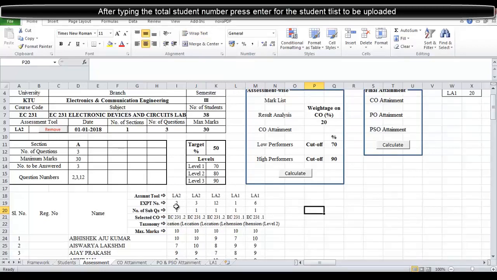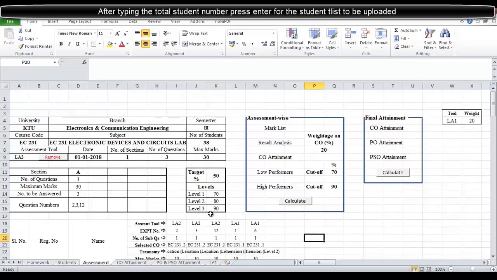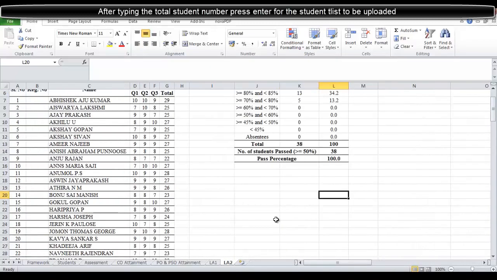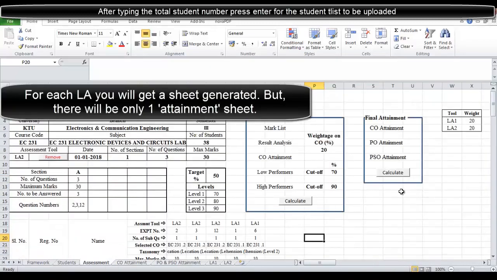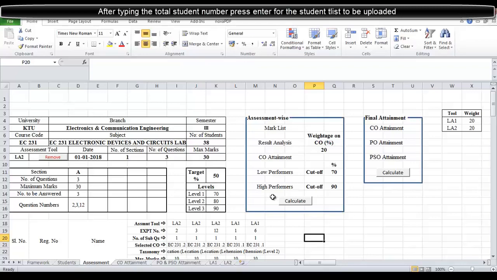So I have entered for LA2, which again has experiment number 2, 3 and 12, and based on its CO, it's the second CO, the taxonomy level is 3, the maximum marks is all 10, 10, 10. Based on that the marks is entered. As you can see here, only the LA1 is there right now. LA2 I am going to calculate. Once I calculate, I will get the value here. So I am having the second sheet here. The second sheet also has all the data now, and if I go back to the assessment sheet, I am having LA2 with weight 20. So LA2 is also done. Similarly the other 3.